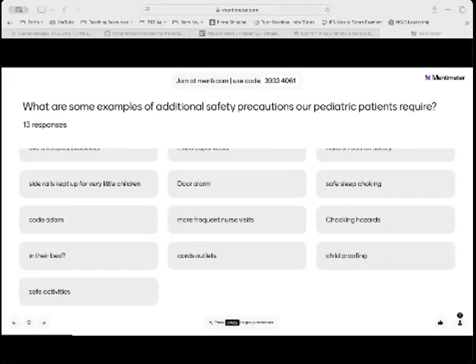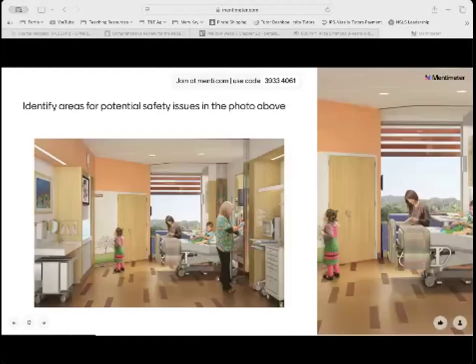Same thing with our IV pumps. If you have an extra curious child that loves buttons, you might have to lock them out of your IV pump so that they're not pushing buttons and changing your rates on you. Those are some more things that we have to think about with our pediatric patients that we don't necessarily worry about with adults. So now we're going to put it into practice. We are going to take a look at this hospital room.